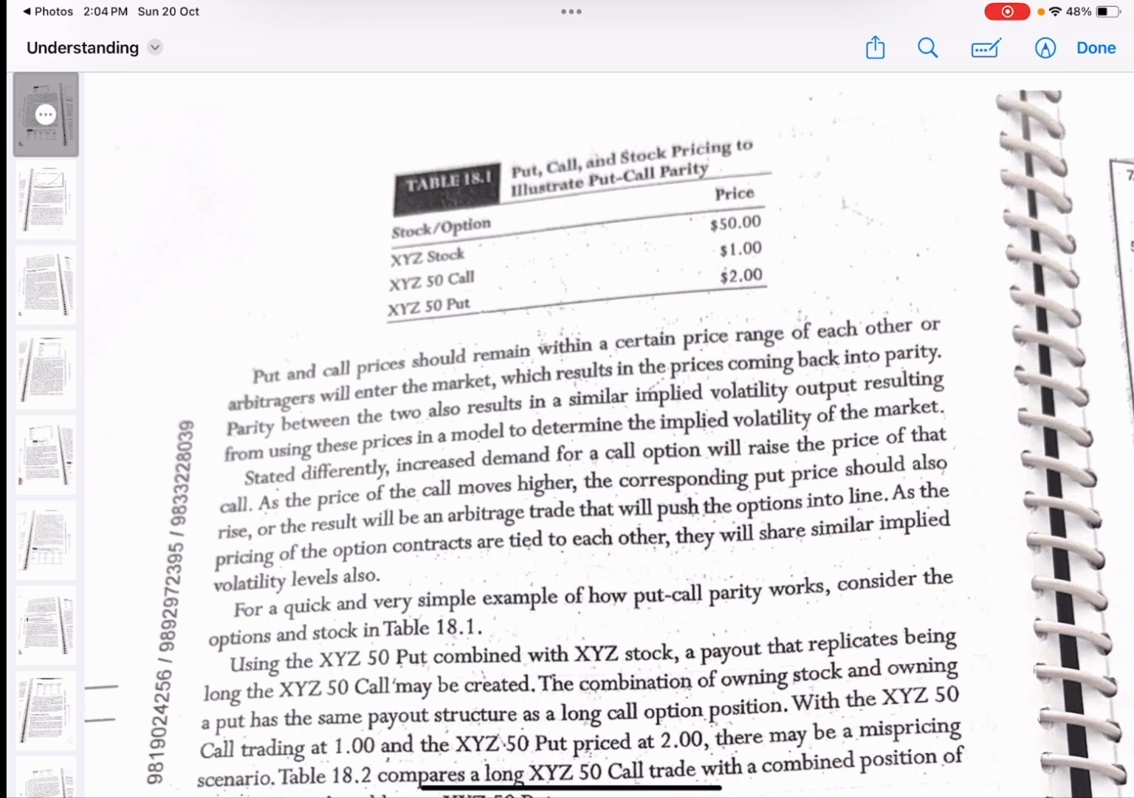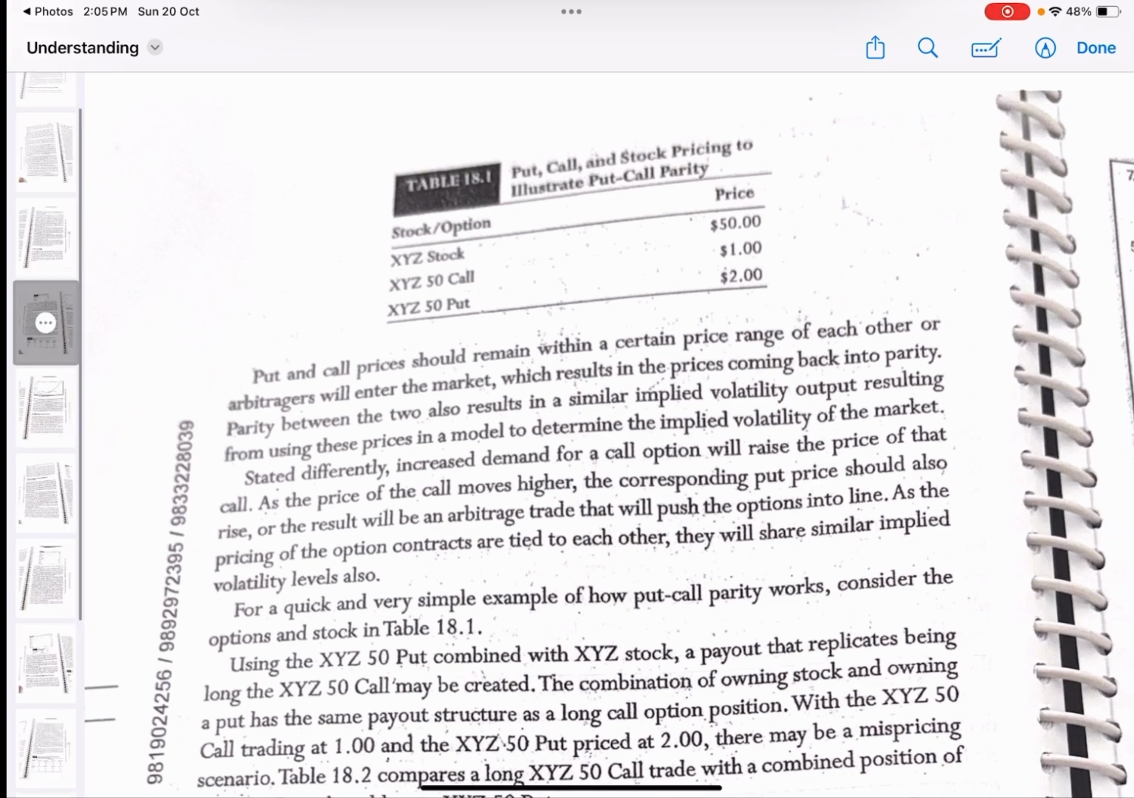So parity between the two also results in a similar implied volatility output, resulting from using these prices in a model to determine the IV of the market. Increased demand for a call option will raise the price of the call. As the price of the call moves higher, the corresponding put price should also rise, or else there will be an arbitrage trade. So the call and the put usually have to be in the same particular range. As the pricing of the option contracts is tied together, they will share similar IV levels as well.